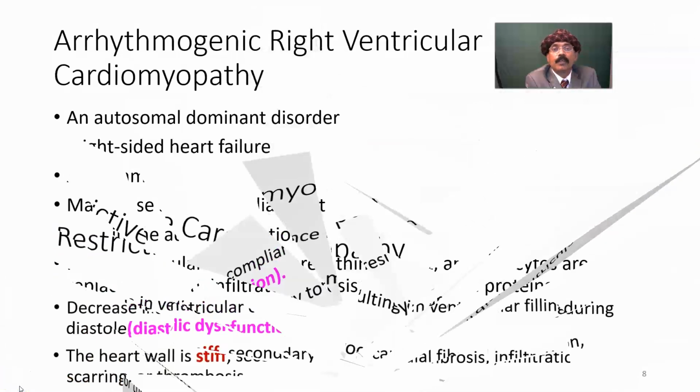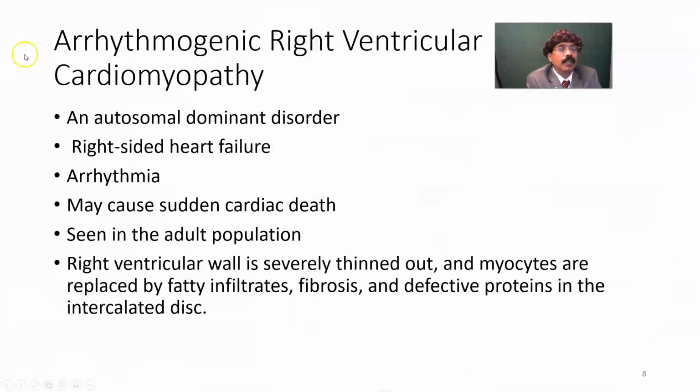Okay. Now I'll go to the last one, arrhythmogenic right ventricular cardiomyopathy. It is an autosomal dominant disorder causing right-sided heart failure, and arrhythmia may cause sudden cardiac death. It is seen in the adult population. The right ventricular wall is severely thinned out and myocytes are replaced by fatty infiltrate, fibrosis, and defective proteins in the intercalated disc. The intercalated disc is the intercellular junction between cardiac muscle cells.